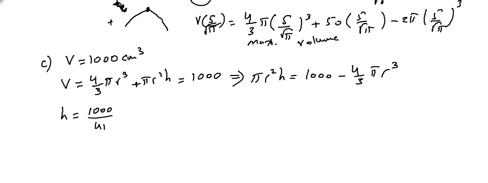divided by pi r squared. We can divide by pi r squared on both sides: pi r squared minus 4 over 3 pi r cubed divided by pi r squared. This will be r, 4 over 3 r. Okay, now this is h in terms of r.